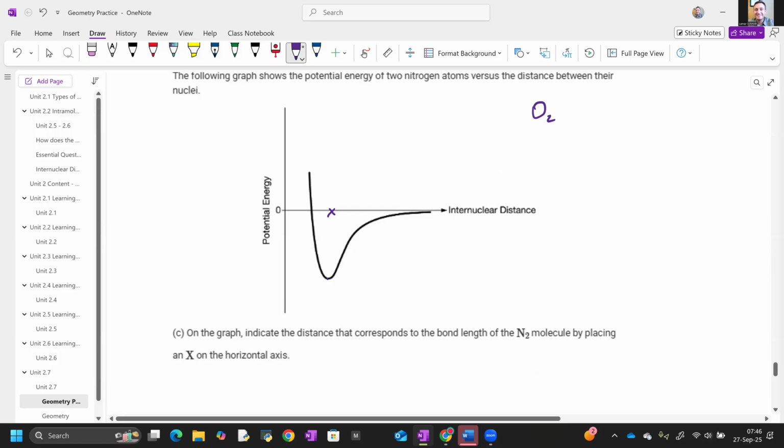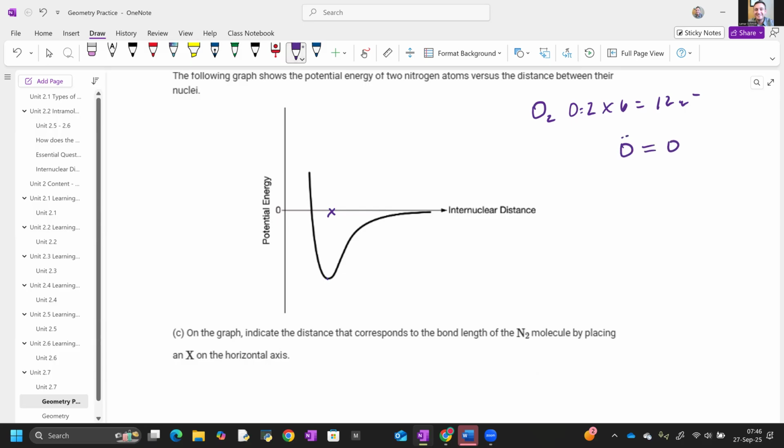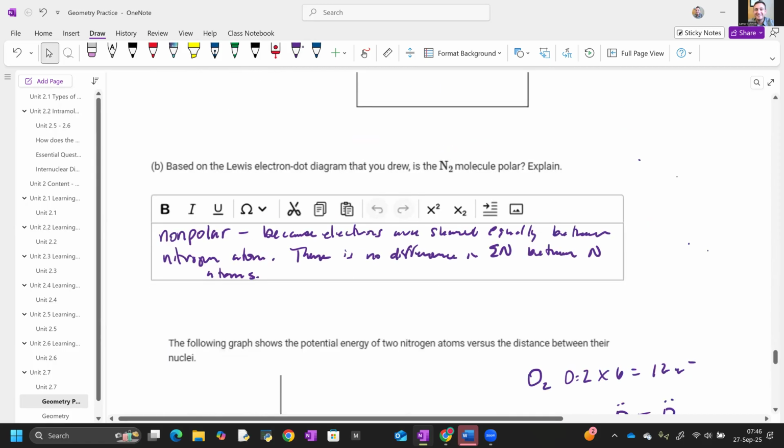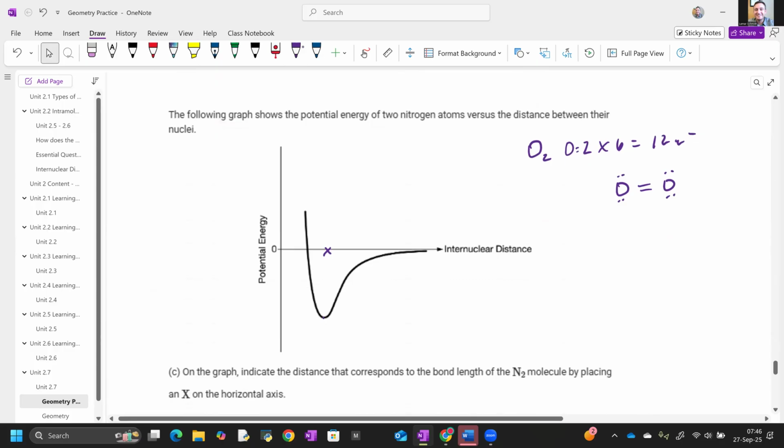So I'm just going to draw it up here. O2 has 2 oxygen atoms and 6 valence electrons each for a total of 12 electrons. Just to speed up the process here, oxygen has a double bond. Remember that nitrogen in our picture has a what? Triple bond. So now we are looking at the bond length between oxygen and nitrogen, and we should easily determine that oxygen's is longer. Why? Because double bonds are longer, and they're also weaker than triple bonds.